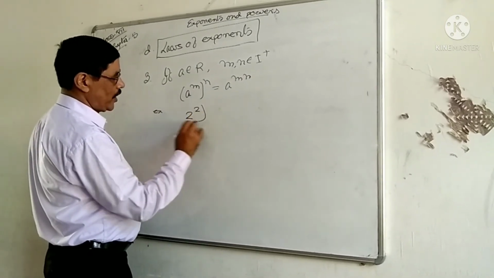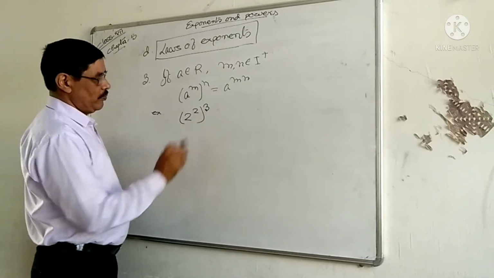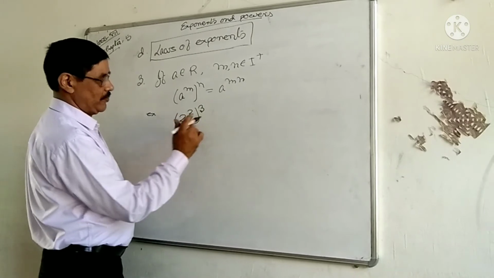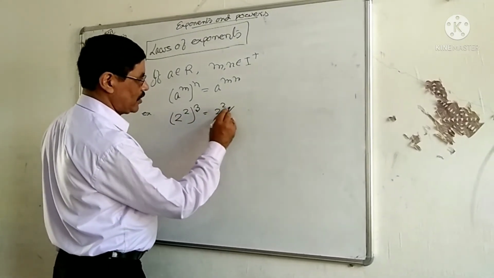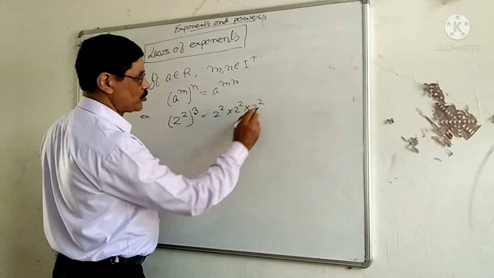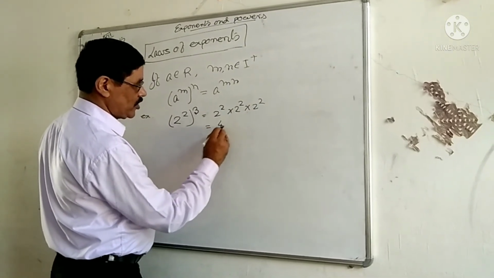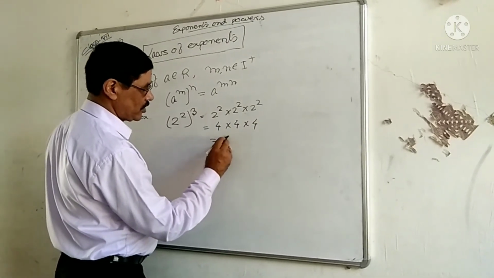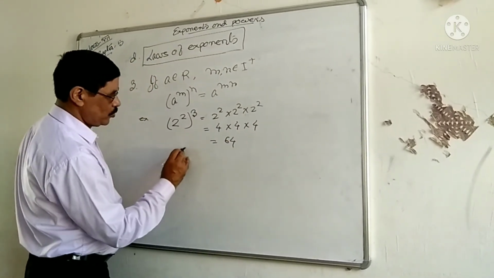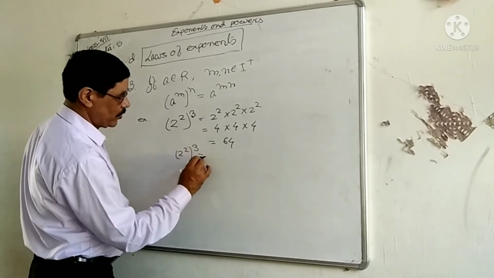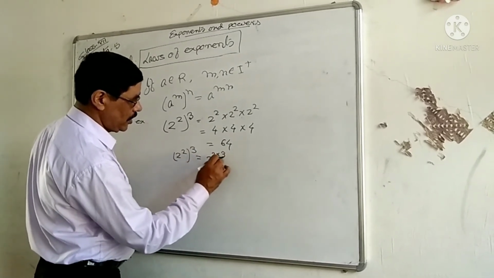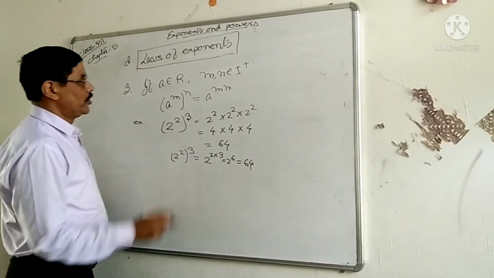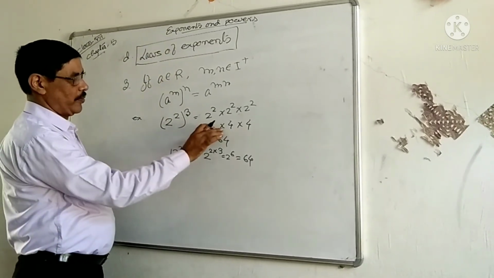Suppose 2 square whole cube means everything within the bracket is multiplied for 3 times. That is 2 square into 2 square into 2 square. So 2 square means 4, this 2 square means 4, and this 2 square means 4, which equals 64. That is, 2 square whole cube equals 2 to the power 2 into 3, or 2 to the power 6, or 64. So using this law we can solve it directly.